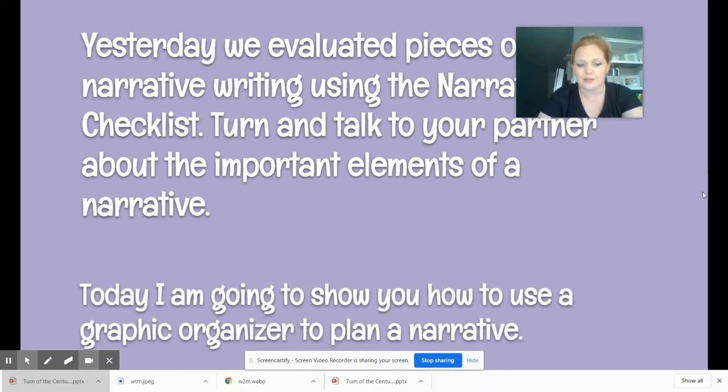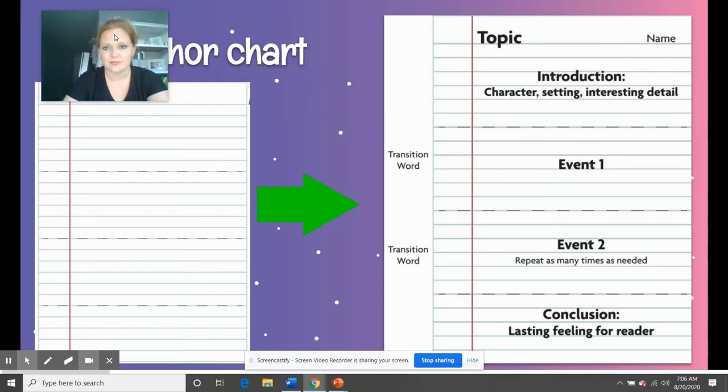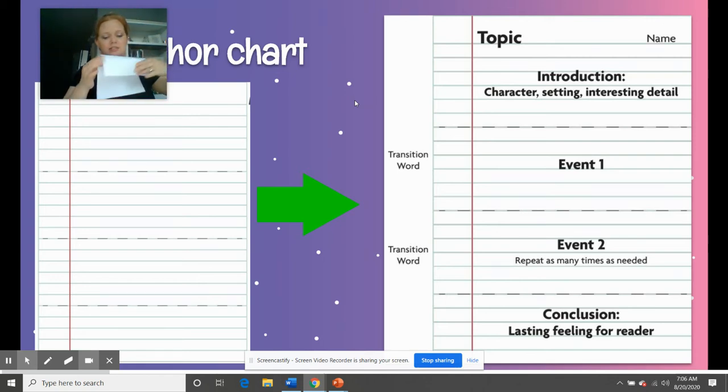Today I'm going to show you how to use a graphic organizer to plan a narrative. So you're going to take your piece of paper and you can either fold it so that there's 4 creases, or you can just draw on it 4 dotted lines. So if you wanted to fold it, you can fold it once, almost all the way to the half, and then again to get 4 creases.